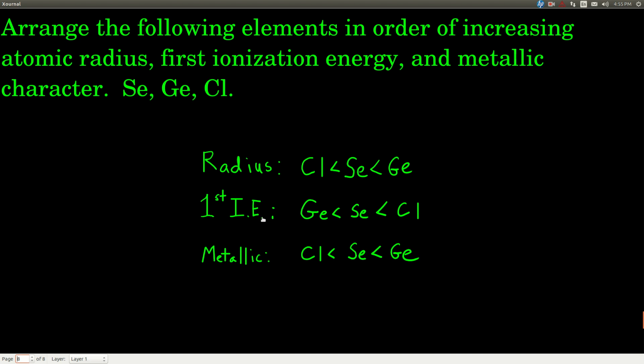First ionization energy increases as you go up and to the right, so chlorine would have the highest first ionization energy, germanium the lowest. We go germanium, then selenium, then chlorine. Metallic character decreases up and to the right, so chlorine is the furthest up and to the right. It would have the least metallic character, then selenium, and the most metallic of these three would be germanium.